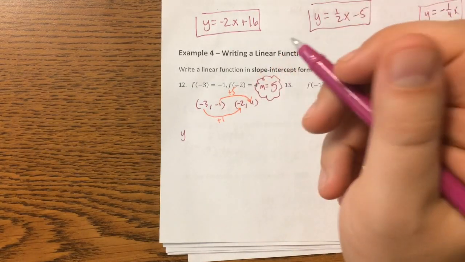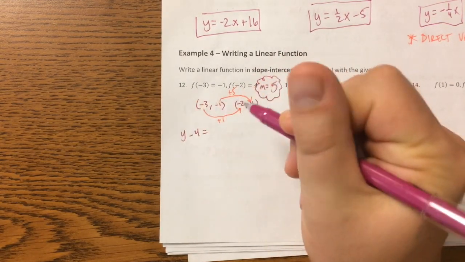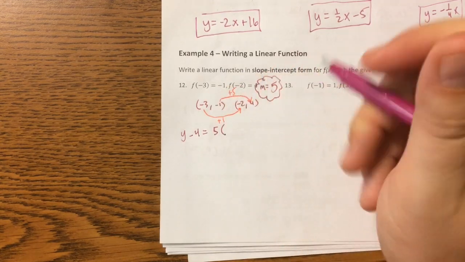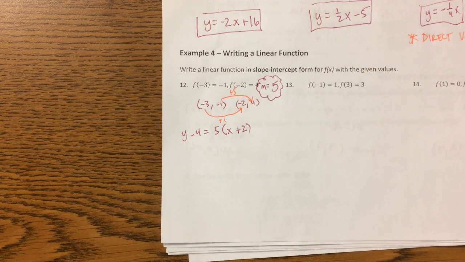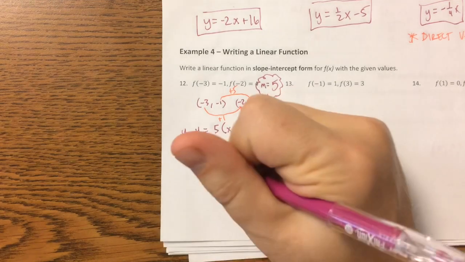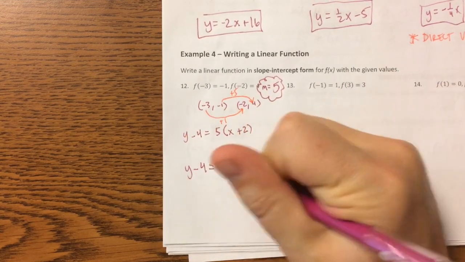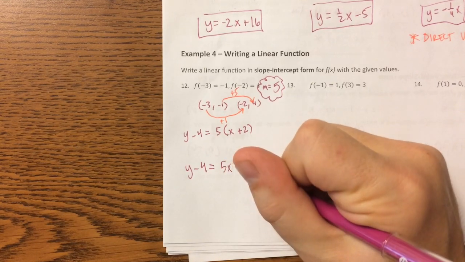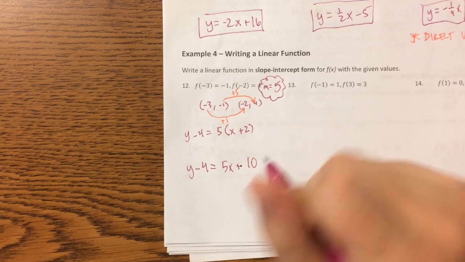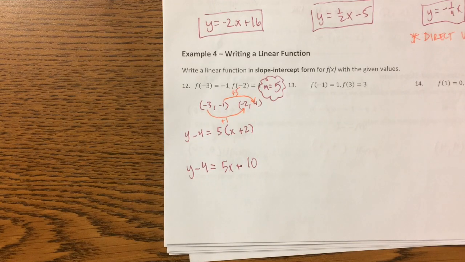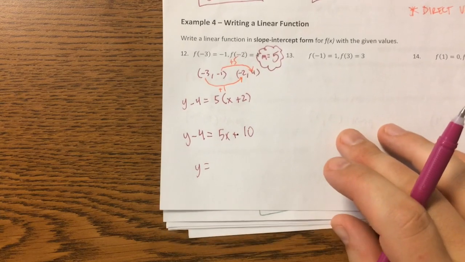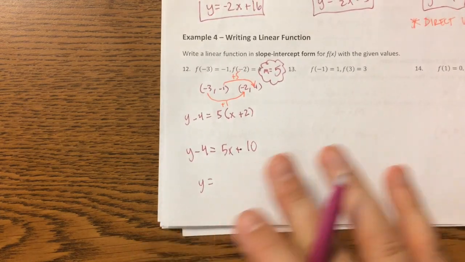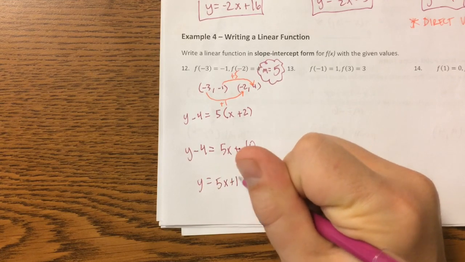So y minus 4 equals m, or 5, times x plus 2. So we distribute the 5. y minus 4 equals 5x plus 10. And then what's going to be our final answer here? Let's see if you can go straight to it. Yep. So you add the 4 to both sides and get y equals 5x plus 14.